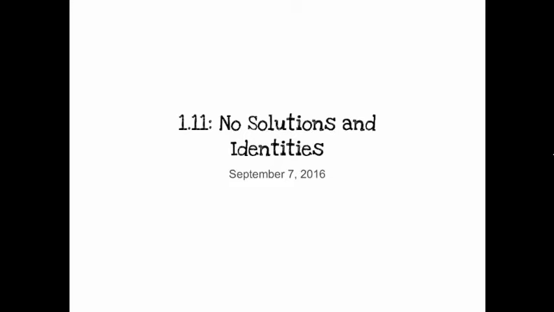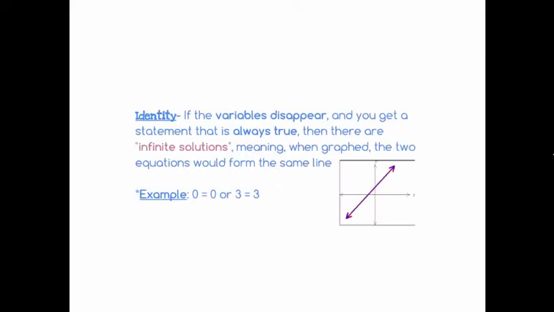Now, as you guys talked about in your Do Now today, sometimes when you're solving equations, things look really crazy. Your variables might eliminate, your numbers might eliminate, you might be left with nothing. And you have to determine what this means. So it's really important to get a couple of definitions out of the way first, and we're going to start with that of an identity.